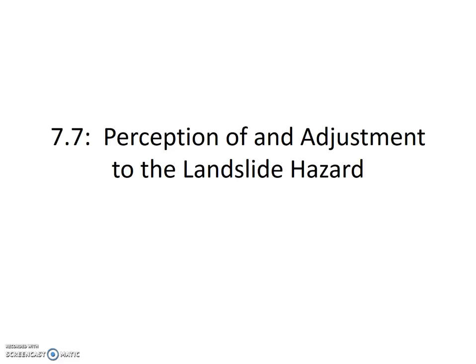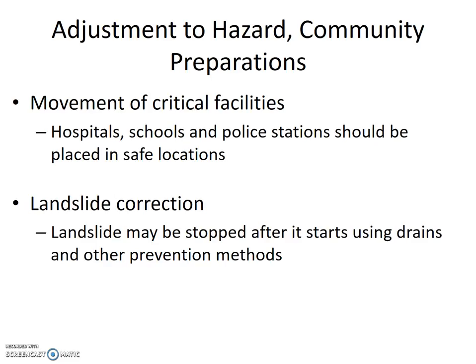7.7 Perception of and adjustment to the landslide hazard. As a community, we can move critical facilities such as hospitals, schools, and police stations to safe locations away from the landslide hazard, as well as other hazards. Also, as a community, we can correct landslide movement by stopping it after it starts, or directing it away from structures using drains and other prevention methods.